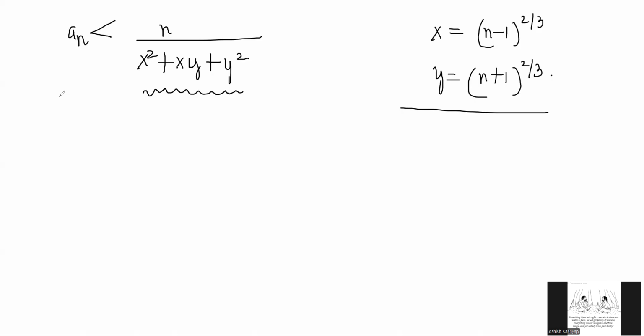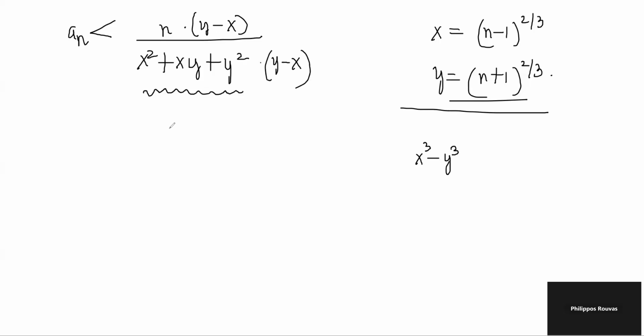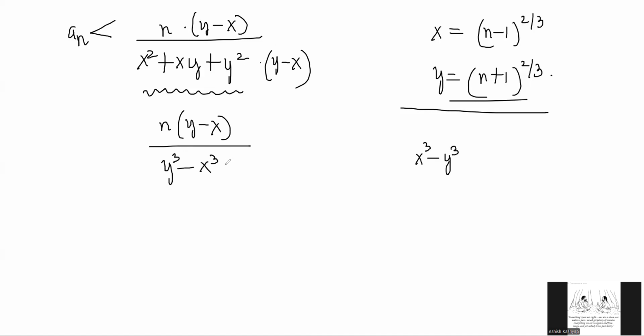You must be aware of the algebraic identities for sum and difference of cubes, right? We can do times y minus x. We can do x cube minus y cube or whatever, x minus y or y minus x, it doesn't matter. We should do y minus x because y is bigger. That will make it n times y minus x by y cube minus x cube, right?